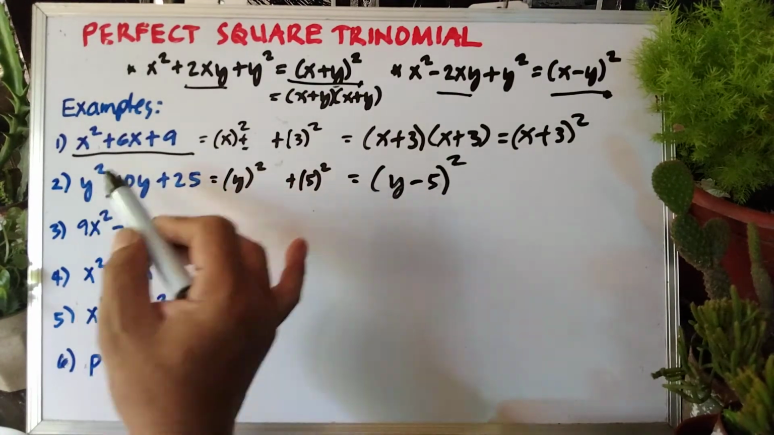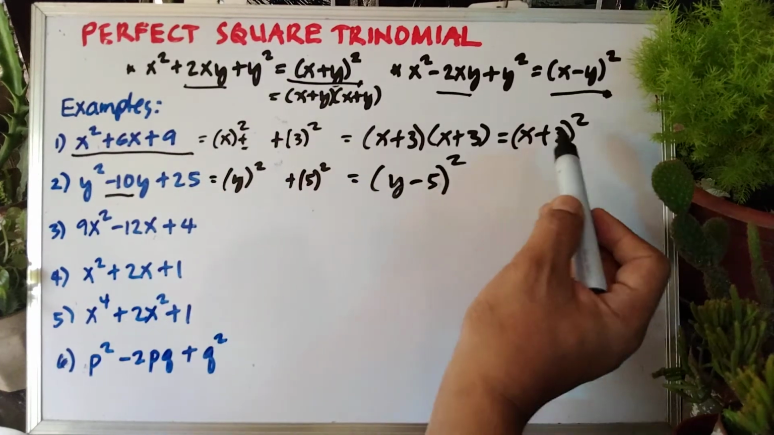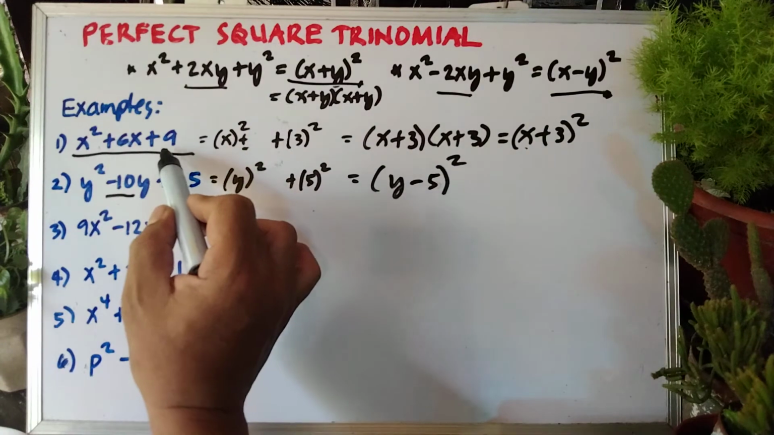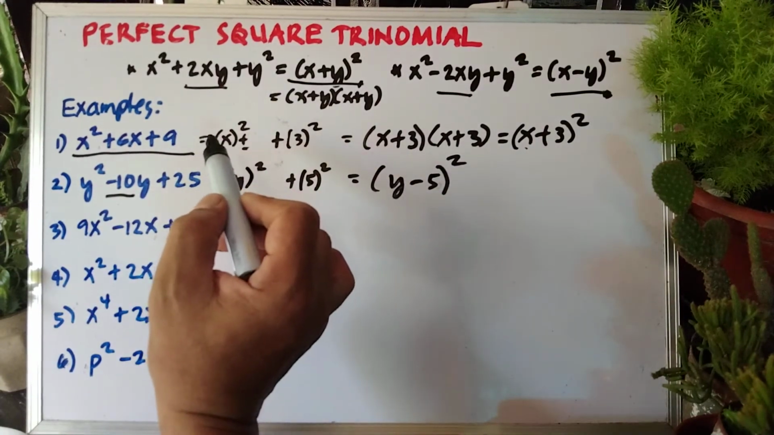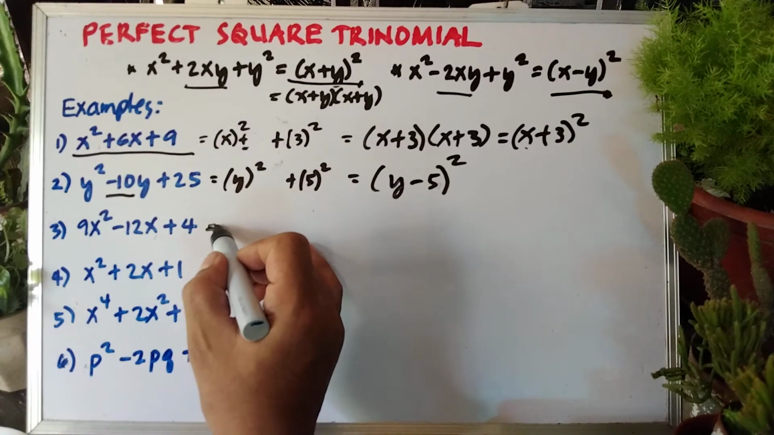the first term. 5 is the square root of the last term. Here, x is the square root of the first term. 3 is the square root of the last term. That's the technique. Okay? Now, how about example number 3?